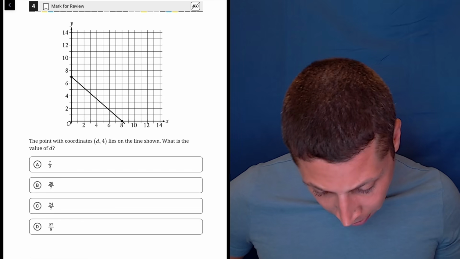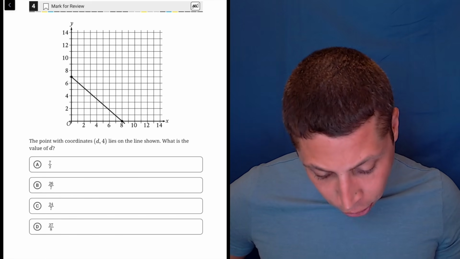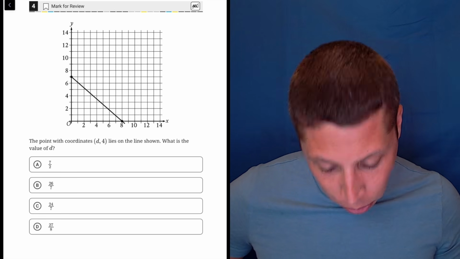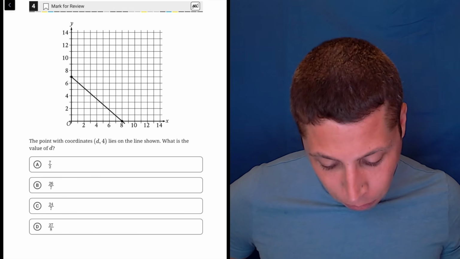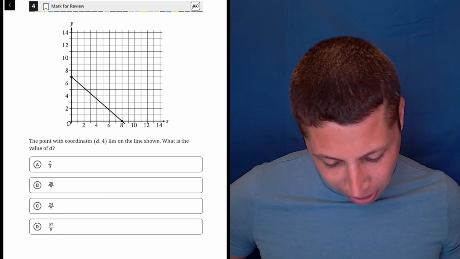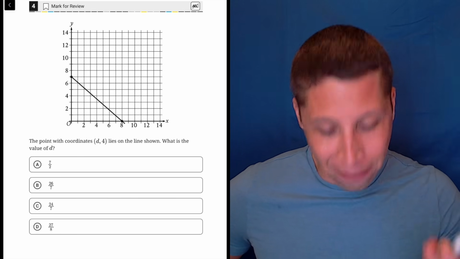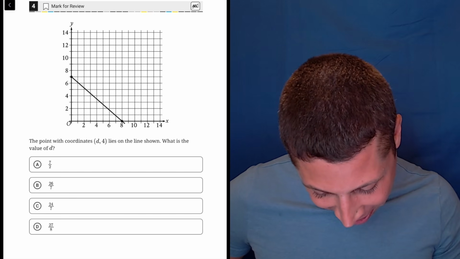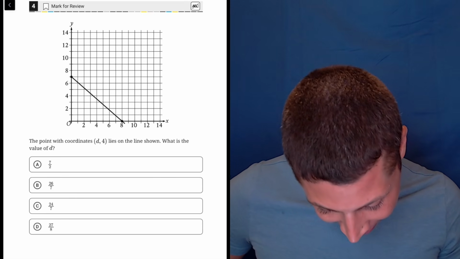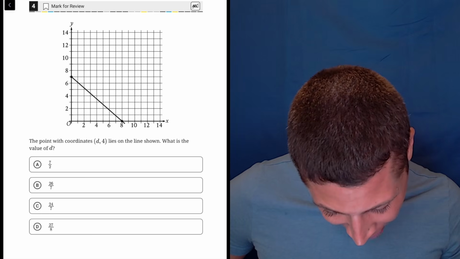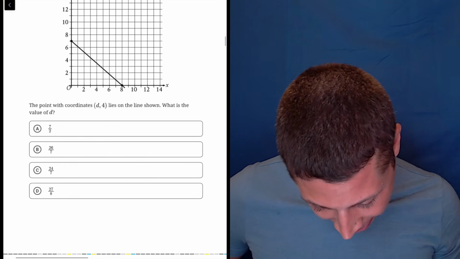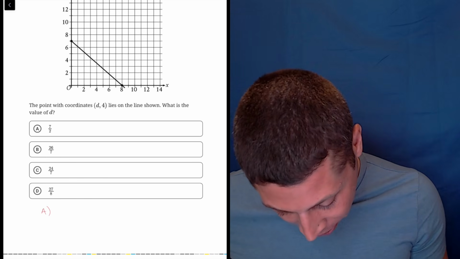All right, question 4. The point with coordinates (d, 4) lies on the line shown. What is the value of d? Okay, so the x coordinate that has a y coordinate of 4. Okay. Well, I can't draw on the graph. This is what makes this annoying on the new test. So I'm going to have to trace it with my eyes here. So 4 on the y is kind of 3 and change for the x. So let's see, 7 halves, again, I can't write on this. This is what I put in my scrap.